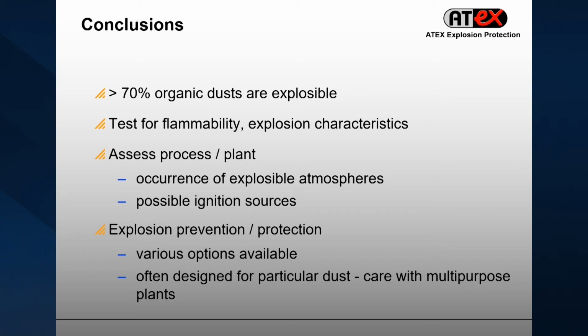Assess the process plant. That means you have to make an evaluation: where do you have explosible atmospheres, and what kind of potential ignition sources do you have. That is very easy if you first go through the plant and make a zone classification. But be careful with this.